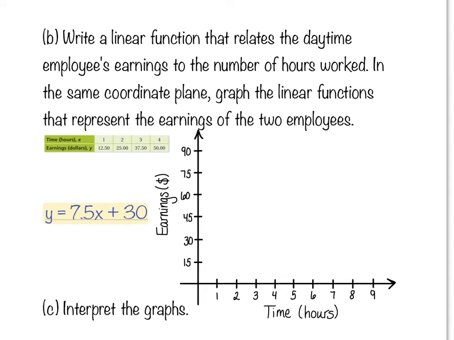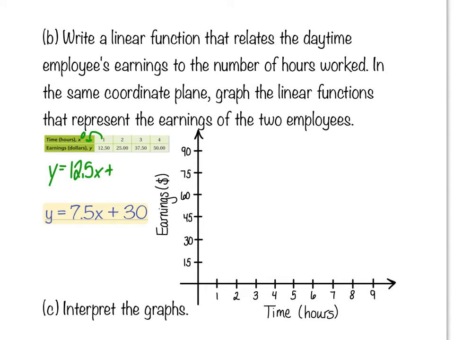Now it wants us to write a linear function for the daytime employee's earnings relative to the number of hours worked. We already have the equation of the nighttime employee, so now let's write this chart as an equation. We said the slope was $12.50, that's what they're earning, so 12.5x. Then if I back this up $12.50 to get my x value of 0, I'll find out that my y-intercept is also 0.